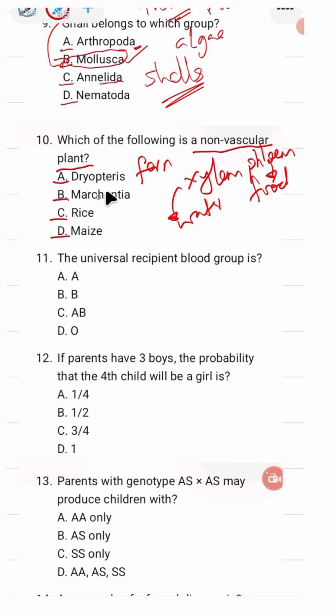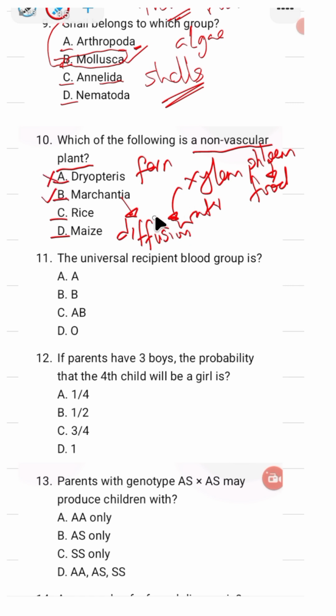The next one is Marchantia. Marchantia is a bryophyte, and generally bryophytes are non-vascular plants. That means they lack xylem and phloem. They don't have specialized vascular tissues for transporting water and nutrients. Instead, they rely on what is called the diffusion process to transfer their nutrients. Take note of that. So this one is not the answer, but this might be the answer.